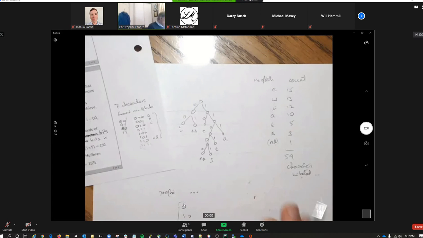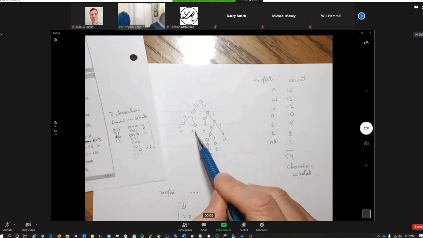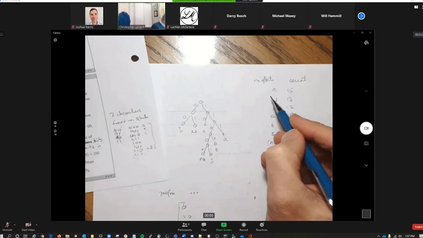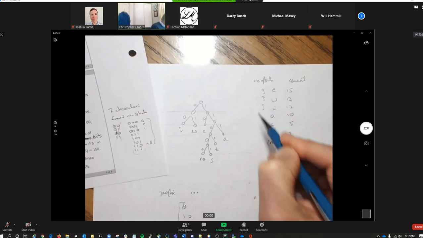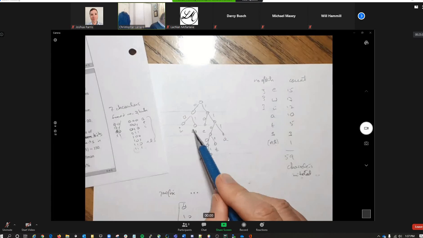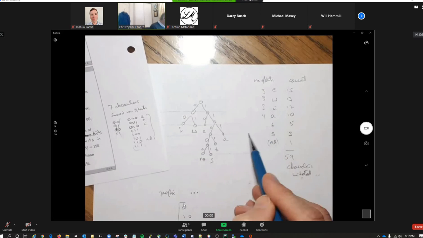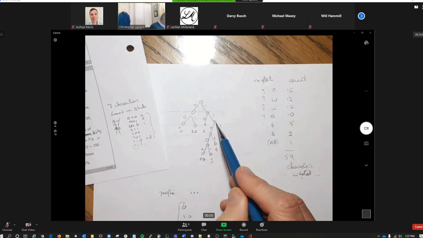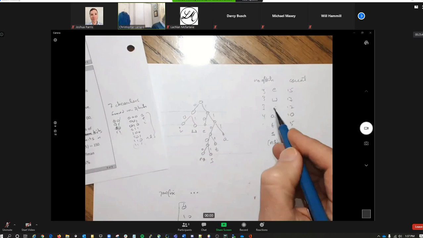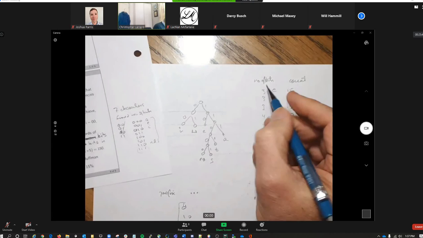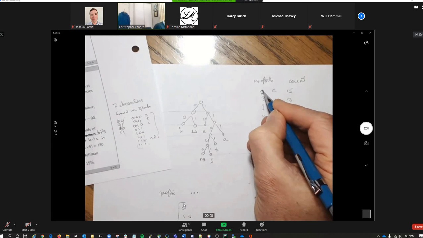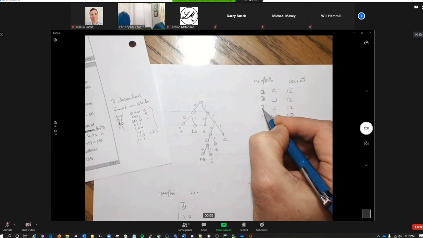how many bits is each one? So I, space, and E all use 3 bits. A uses 4 bits. T uses 1, 2, 3. Sorry, I can't count today. 2 bits, 2 bits, 2 bits.